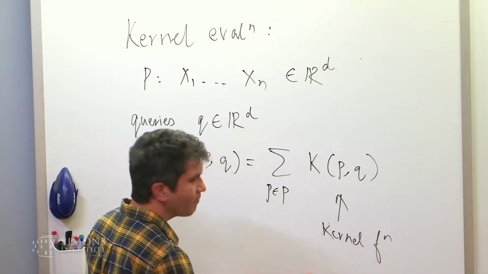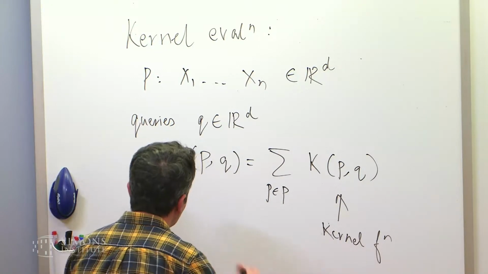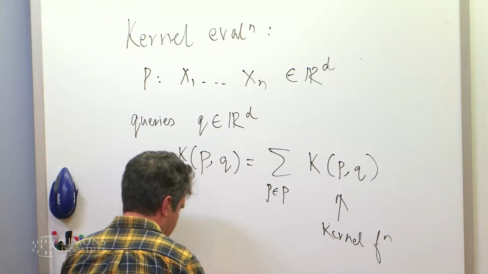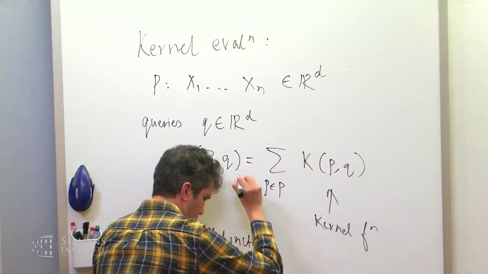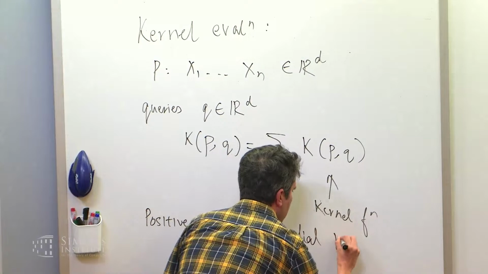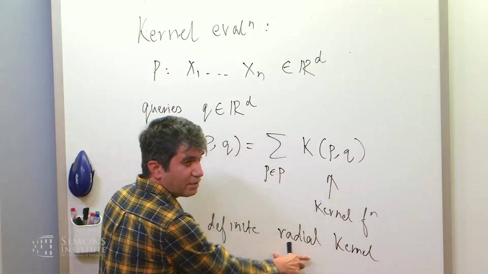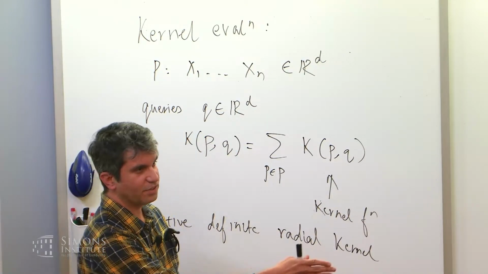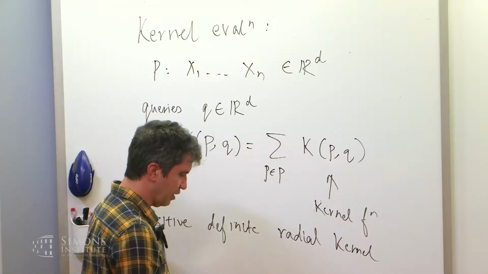So let's put some conditions on this kind of thing. We'll say that this is a positive definite radial kernel. So radial just means the value in any direction is the same. It just depends on how far out you went. Okay, so that's what radial means.